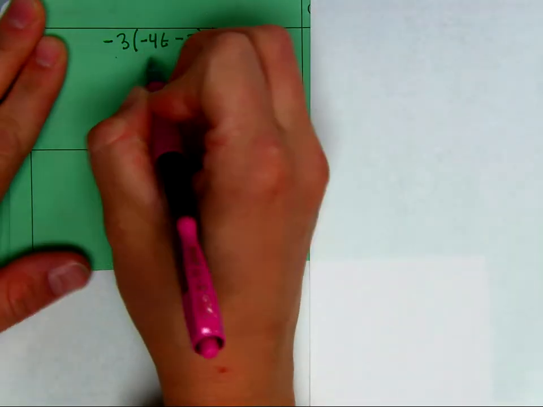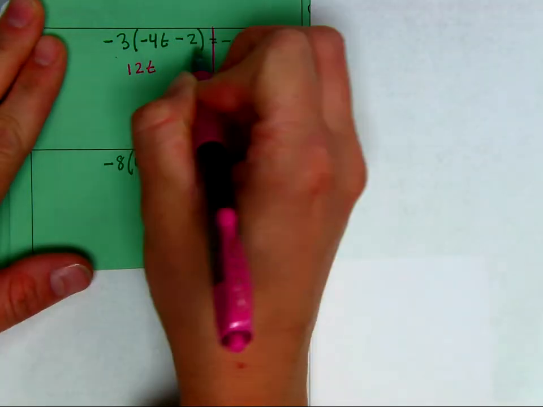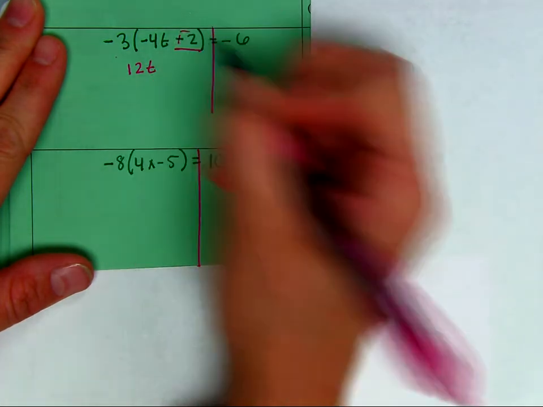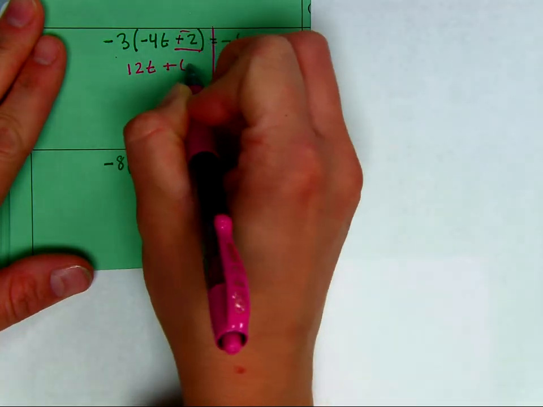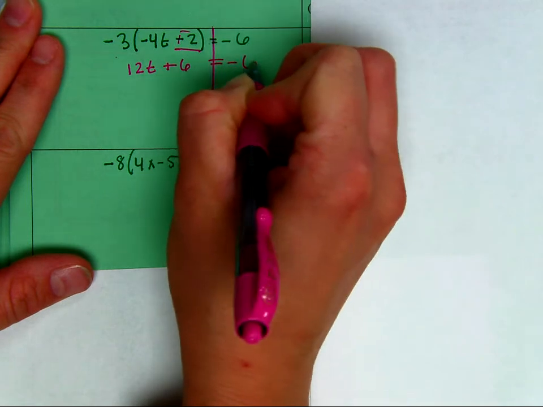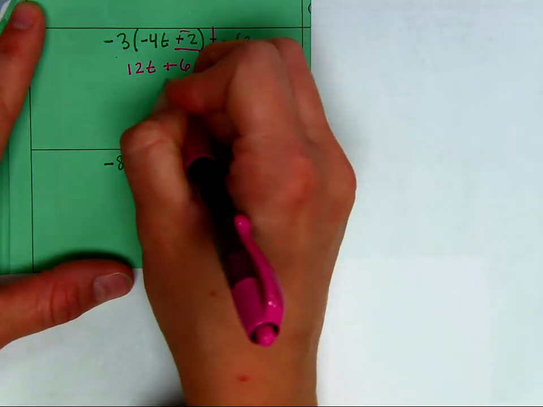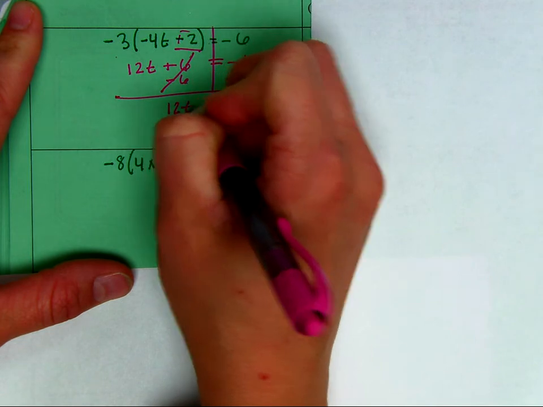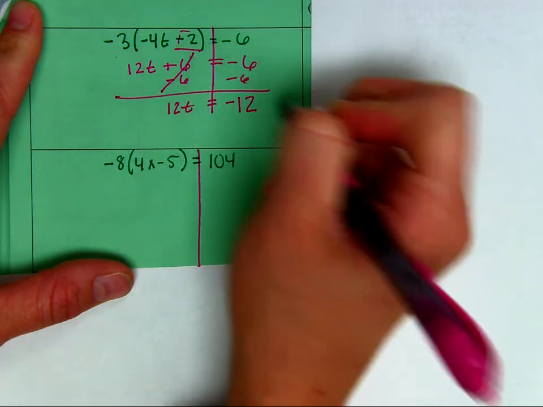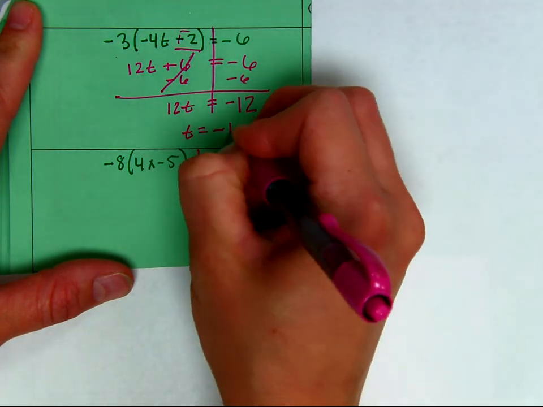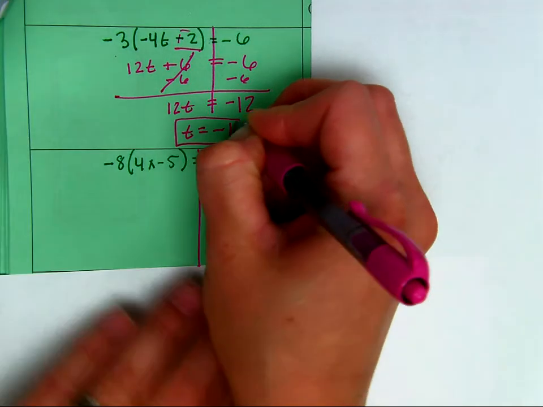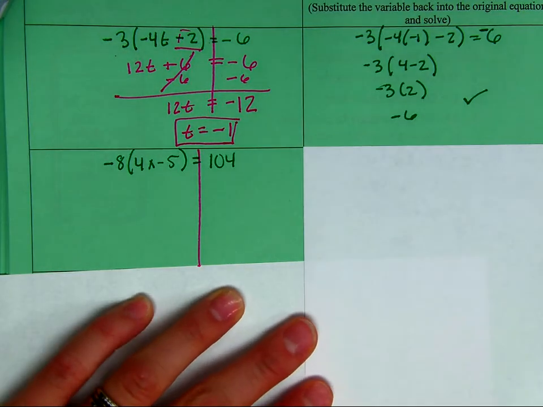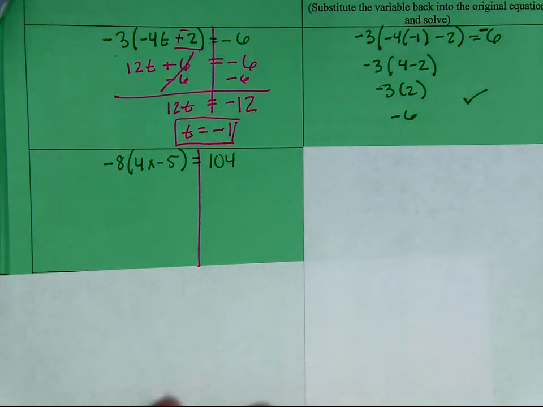So negative times a negative gives me positive t. Okay, again, I view this as being a negative because I did my keep, change, change already. So this makes it a plus 6. So then to cancel, I need to subtract 6 on both sides, which gives me a negative 12. So when I divide, t is equal to negative 1. Okay, and I've kind of already filled in the checking steps there so you can see what that looks like.